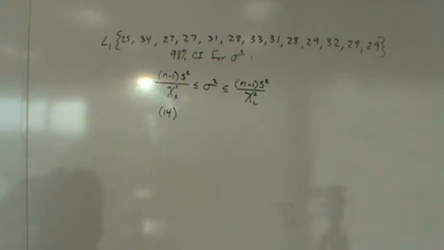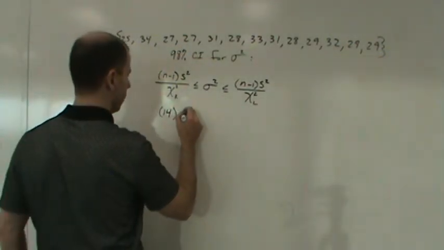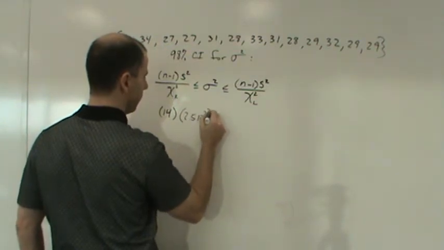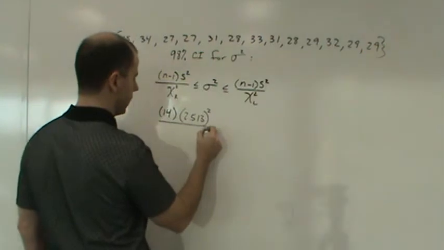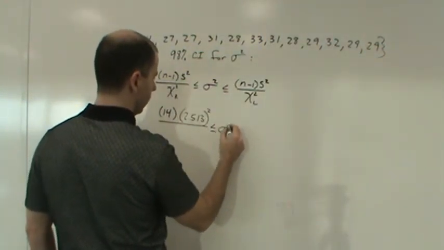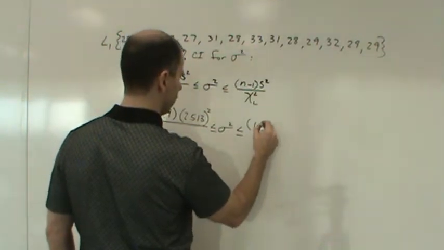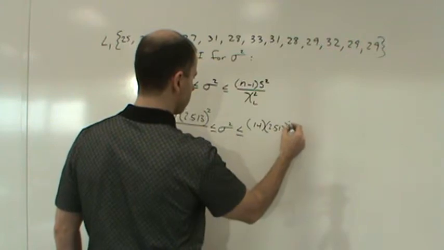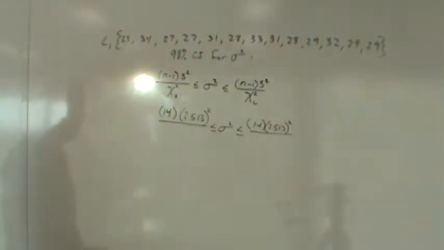So I'm going to go to stat calc, 1-Var Stats, and I'm going to enter my list. And now my standard deviation is 2.513. So I'm going to square that. Now I know it's going to be the same on both sides, right? So I'm going to just go ahead and put that in there. So this is going to be 14 times 2.513 squared. Now, I just have to look up the critical values.